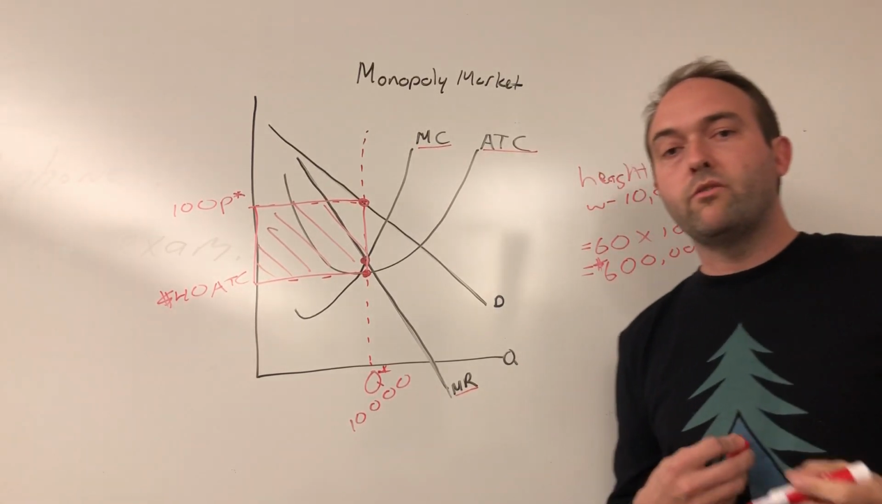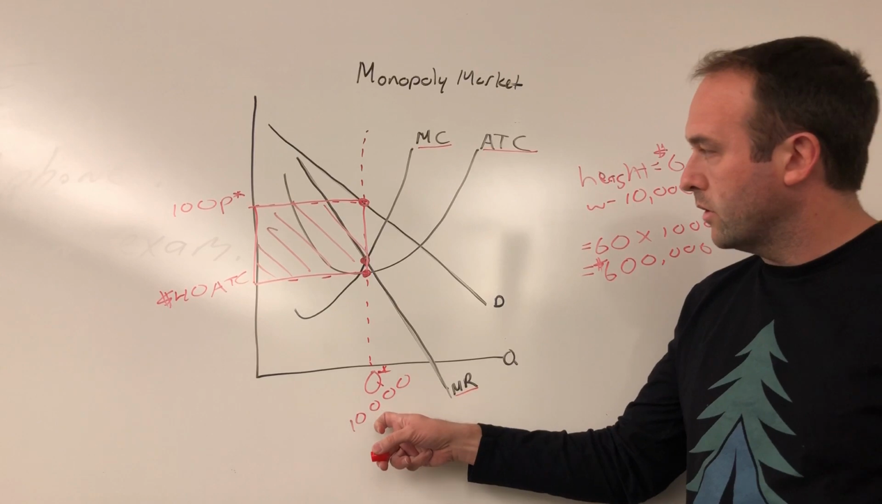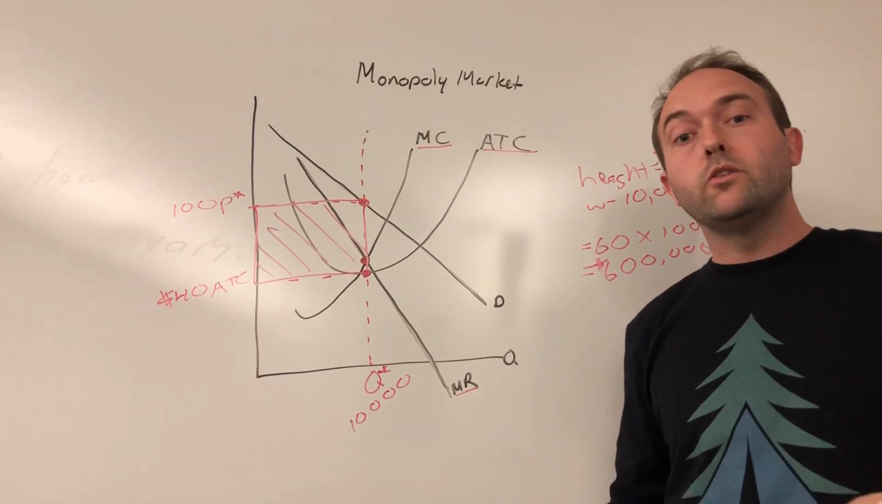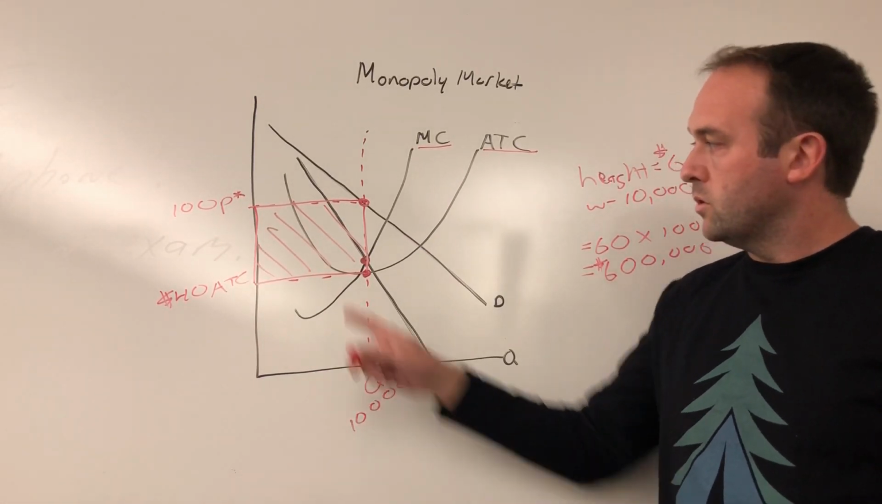That's your basic process for figuring out the behavior of a monopolist: the quantity it's going to produce, the price it's going to charge, and its ultimate outcome, the profit it's going to make, which is your profit box.